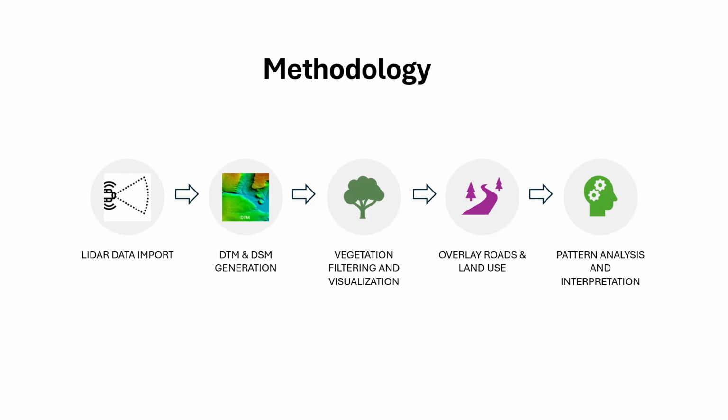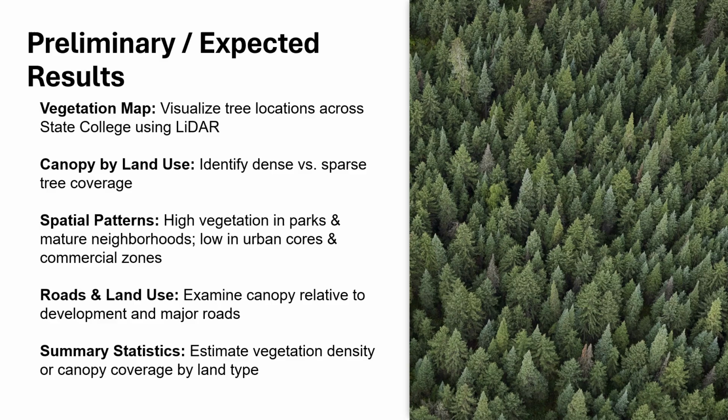I will also then overlay road and land use data from the PatMap roads layer and then the Centre County open data land use layer to examine how vegetation relates to streets, neighborhoods, and other built features. Finally, I will interpret the results by identifying areas of dense versus sparse vegetation and summarizing how canopy presence varies across urban and forested zones. These steps will produce detailed maps and rasters that support analysis of tree distribution and canopy coverage throughout the study area. I expected our preliminary results from the analysis.